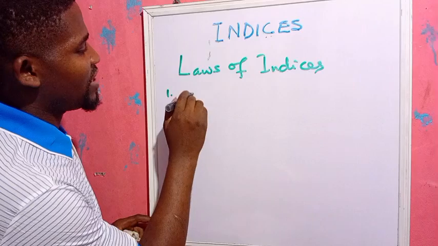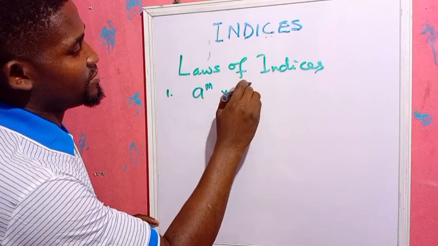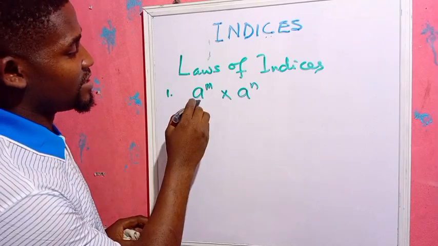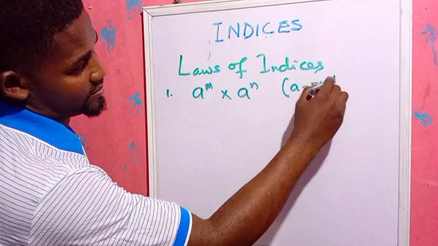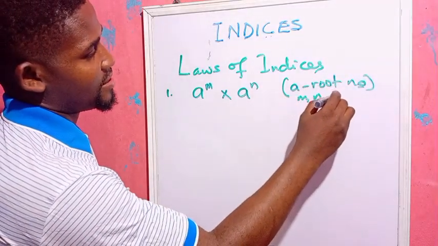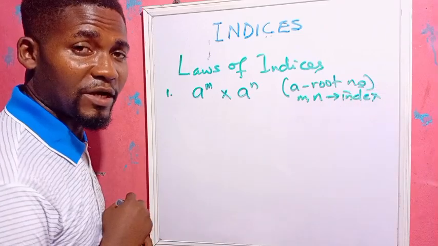Multiplication. So if we have an example like a raised to the power m times a raised to the power n, take note that in this case, a is the root number, while m and n are what? Index numbers. I hope you're following.